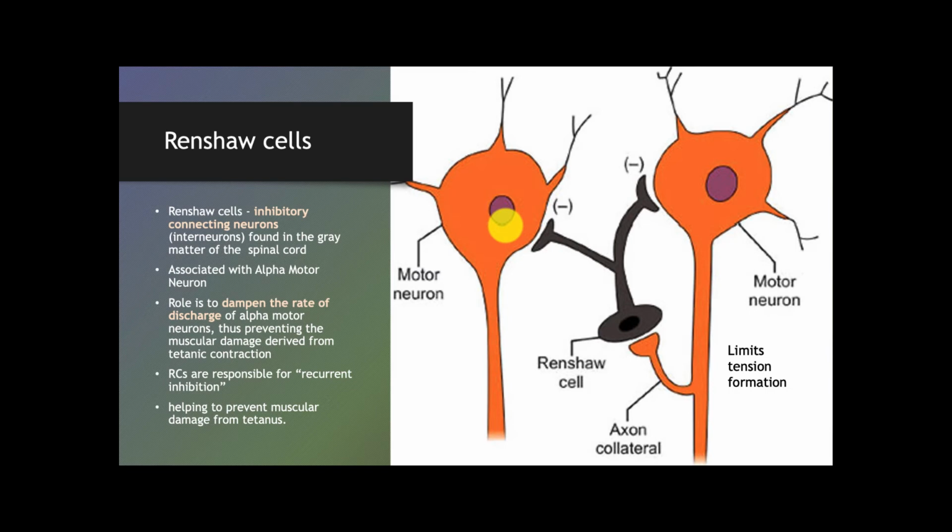And again, this working with the Golgi organ, work together to limit the amount of weight you can lift, to limit the chances of you becoming injured. So it helps protect muscular damage. So these cells also reduce their inhibition as we begin to get stronger, because think about it for a moment.